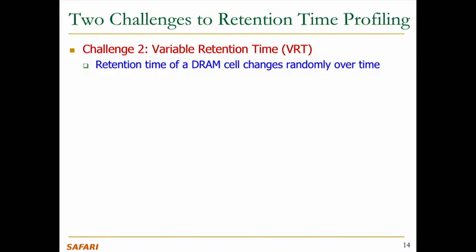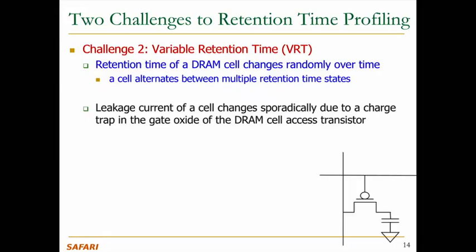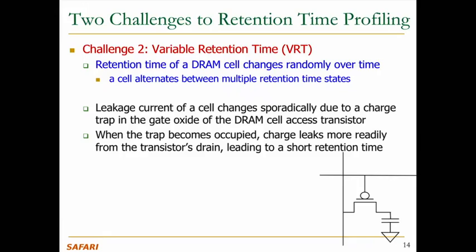A cell essentially alternates between multiple retention time states. This is another way of looking at it. So why does this happen? This happens because you have this access transistor. And sometimes this access transistor has charge trapped in its gate oxide. And whenever charge gets trapped in its gate oxide, the leakage from the capacitor to the bit line is very fast. Whenever that trap becomes occupied, charge leaks more readily from the transistor's drain, leading to a short retention time. That's the process. This is also called trap-assisted gate-induced drain leakage.